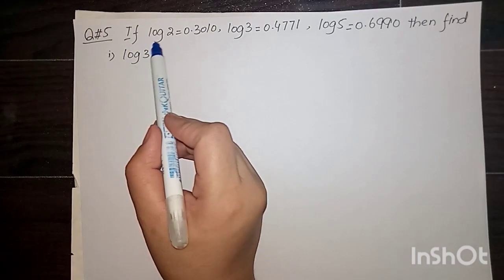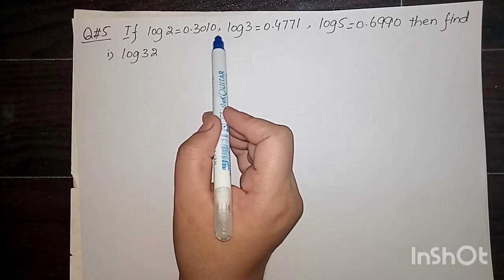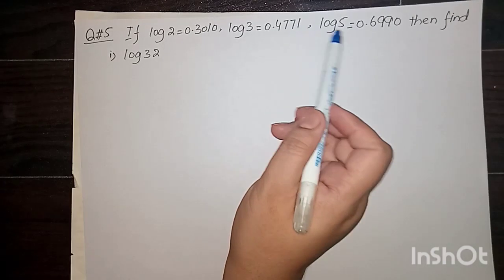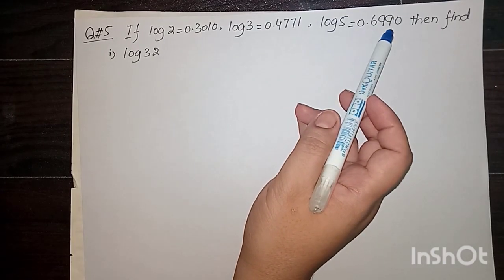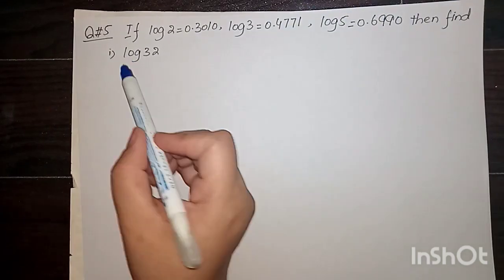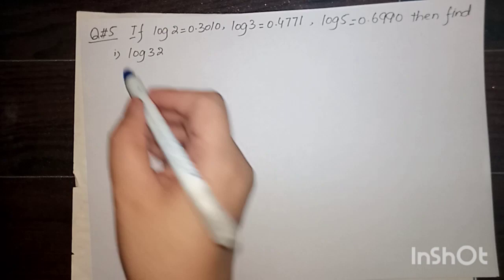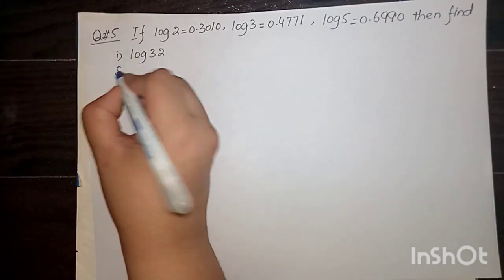Now question number 5. If log of 2 is equal to 0.3010, log of 3 is equal to 0.4771, log of 5 is equal to 0.6990, then find the values of the following. My first question is log of 32.